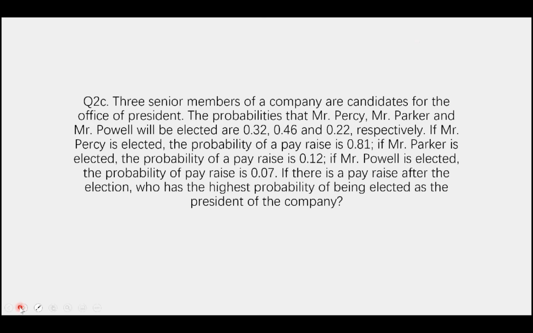And for the Q2C, there are 3 people who are candidates for the office of president. Mr. President, Mr. Parker, Ms. Poe, their data of being elected are as follows. And respectively the data of the possibility of a pay raise, if those people are elected, is also shown in this table. So the question is, if there is a pay raise after the election, who has the highest probability of being elected as the president of the company?